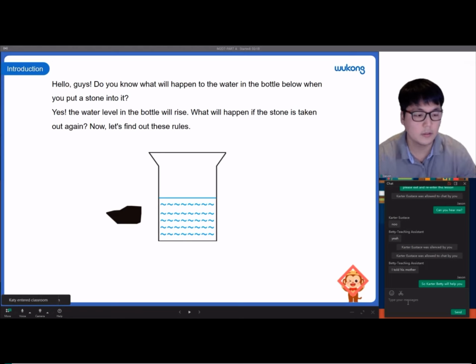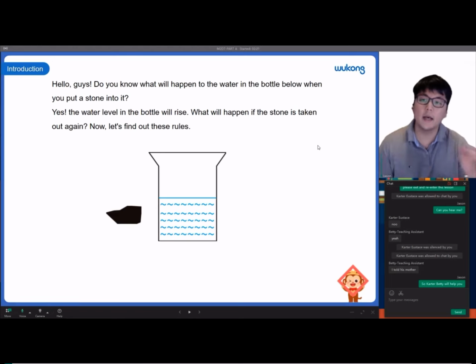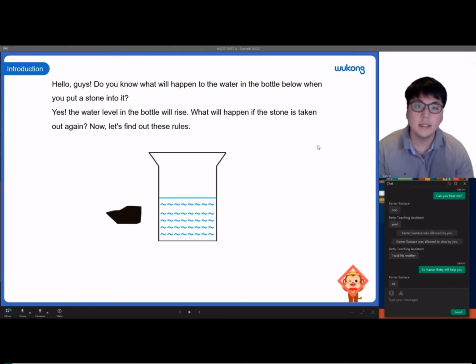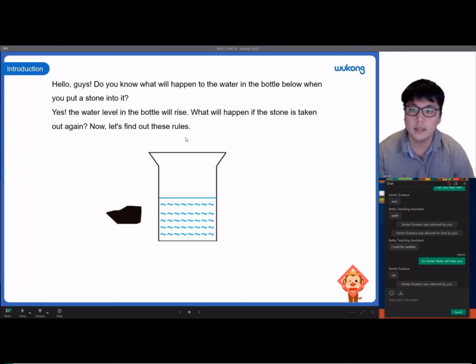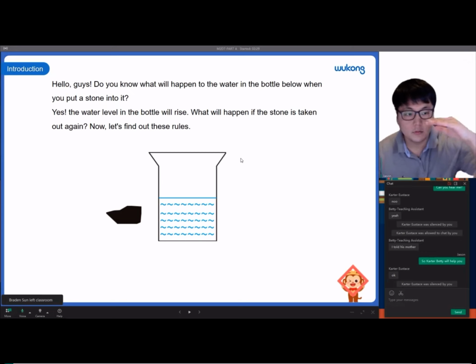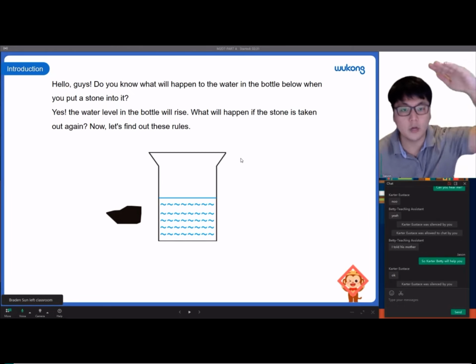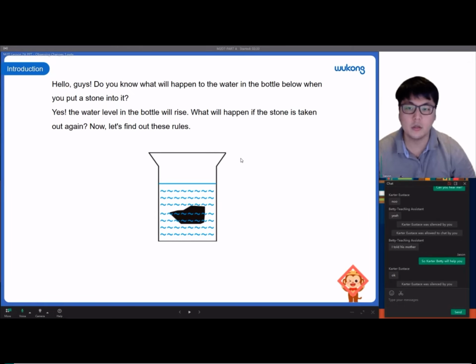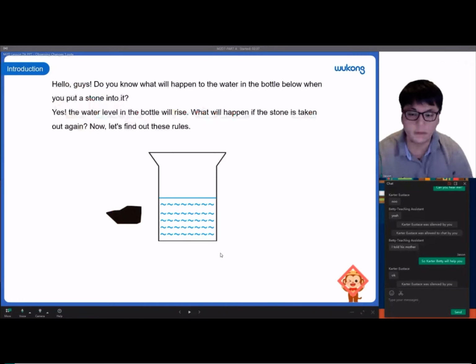Okay. All right. So guys, what will happen if you put a stone inside this water bottle? The level of the water in the bottle will rise, okay? So let me show you a picture. If you put a stone inside the water bottle, for example, let me draw you a red line. So guys, pay attention.